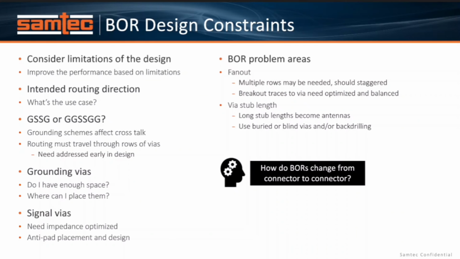Grounding vias, we'll show how to optimize that based on your needs. Signal vias, again, we'll illustrate briefly some of the options that are available on the connectors, both on the small and medium as well as the large and extra large. And then how do we handle fan out and via stub length? So a lot of design techniques, design selections go into optimizing the SI performance.